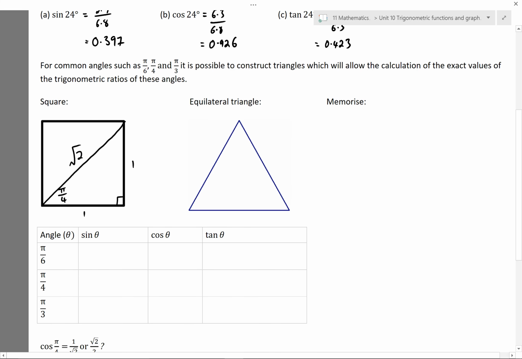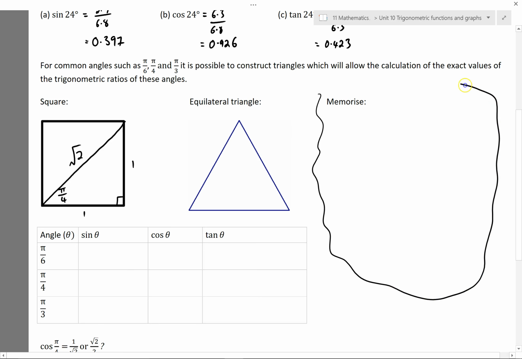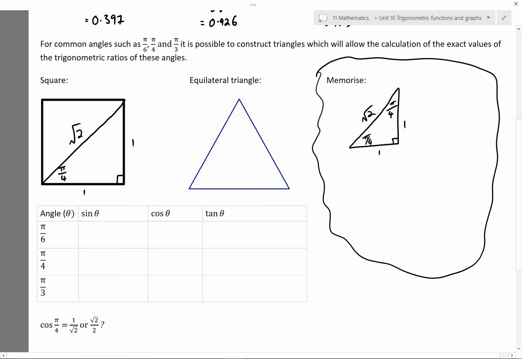This is a triangle which I'm now going to memorize. So I'll put this in my little memorization cloud. I need to memorize this triangle: 1, 1, root 2, with pi on 4 as both of these angles. So what this allows me to do is now to find sine, cos, and tan of pi on 4.